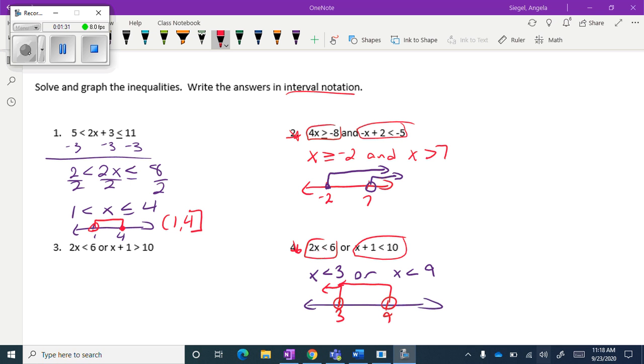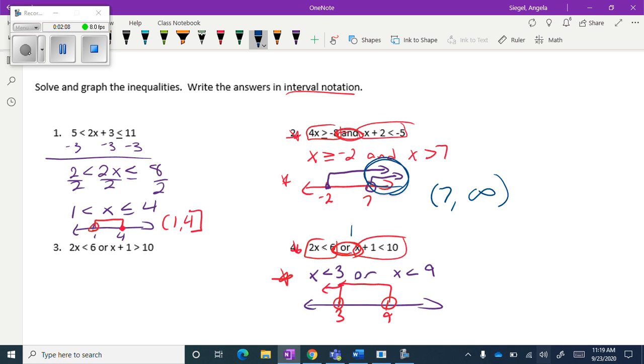So I wanted to point out these two because they're kind of weirdos. Notice that both of them are going in the same direction. So you really have to think about what we've learned about and or from lesson 1 in unit 1. And is where they intersect. So what do they have in common? Let me just color. Right here, that's where they start having things in common. So where do they begin? They begin at 7. Where do they end? They end in positive infinity.